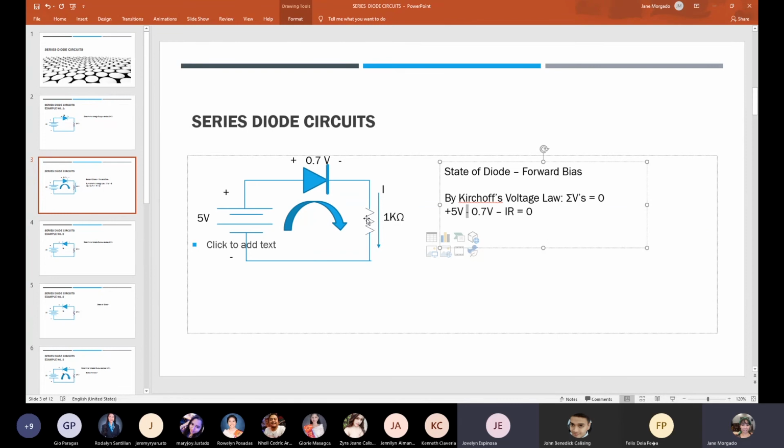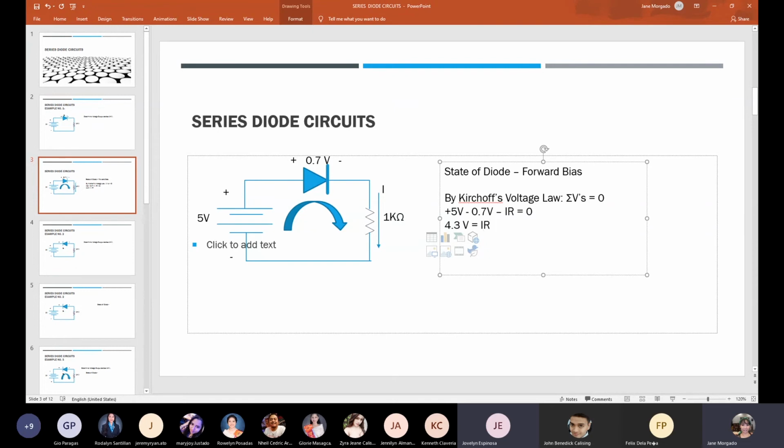And across the resistor, if the direction of the loop is the same as the direction of the current, we shall have a minus sign. Minus IR is equal to 0. Okay? So we have, ano ba ang ating? Okay. So if you will be asked what would be the current, your current would be equal to, so based here, 5 minus 0.7. Tama ba? Okay, so ilipat lang natin yung IR to the other side. So 5 minus 0.7 is 4.3 volts. Tama ba? Is equal to IR.